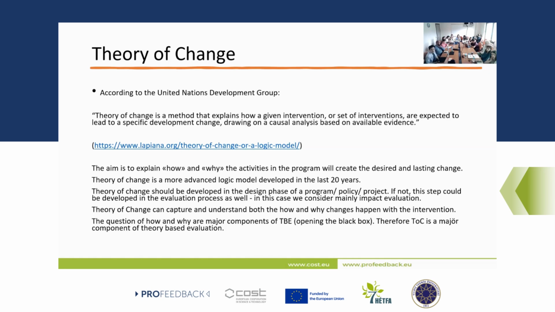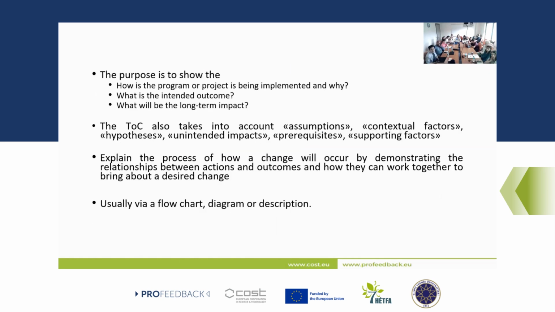So, yeah, I'm not going to go over these because you may also be able to read them later. The purpose of a theory of change is to show how the program is being implemented and why, what the intended outcome is, and what the intended long-term impact is. It also takes into account, as we said yesterday, assumptions and contextual factors, in other words political factors, stability of the government, things like that, hypotheses, unintended impacts, unplanned impacts, prerequisites, and supporting factors.